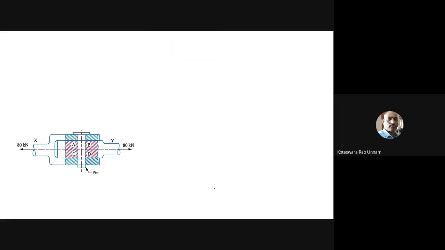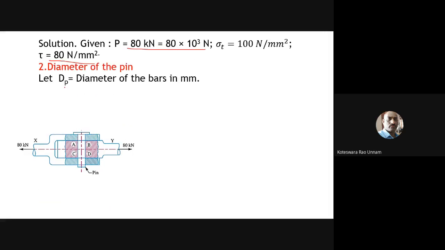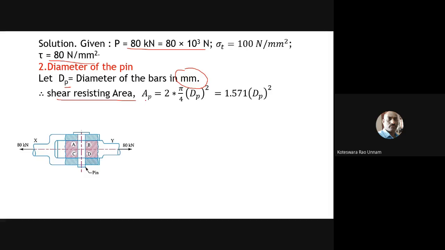Then we'll move on to the diameter of the pin. For that, again, we require the load. He has taken the diameter of the pin as dP, and the units are in mm, which is also important. Then the shear resisting area, he has taken that as AP. Why he has taken 2, I already explained: there is shearing taking place at 2 locations, so we call it double shear. Therefore you need to multiply by 2. 2 into pi by 4 into dP square comes out as 1.571 into dP square.